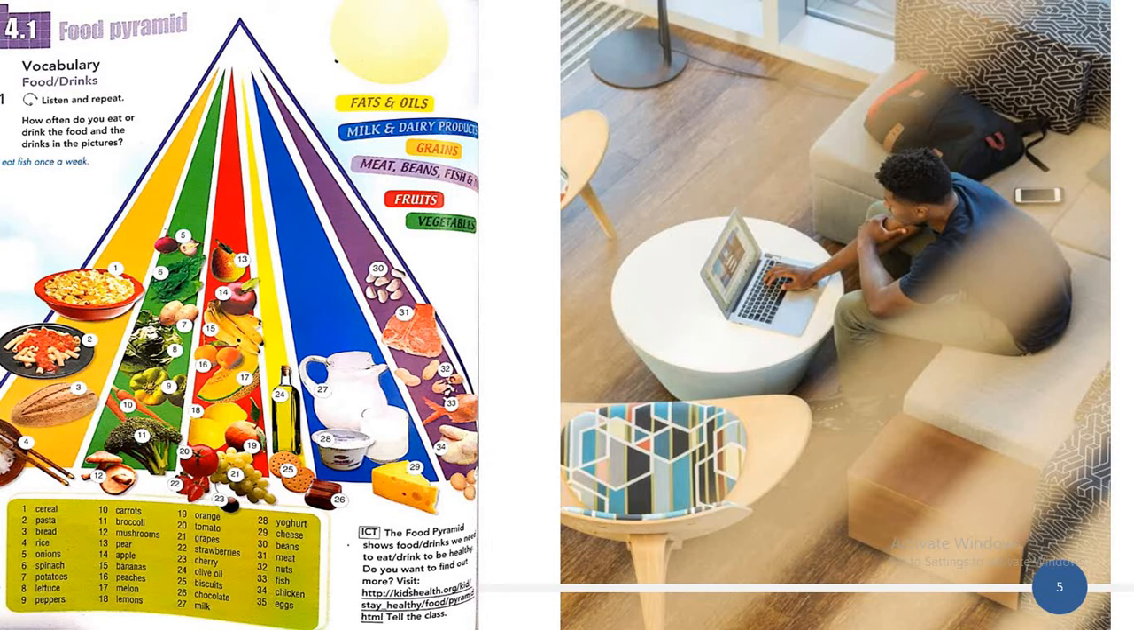So, this is page 72. The main topic is food pyramid. Look at the pictures carefully, please. Look at the kind of food and drinks. Yes, excellent. Now, let's read the words. Please listen and repeat.